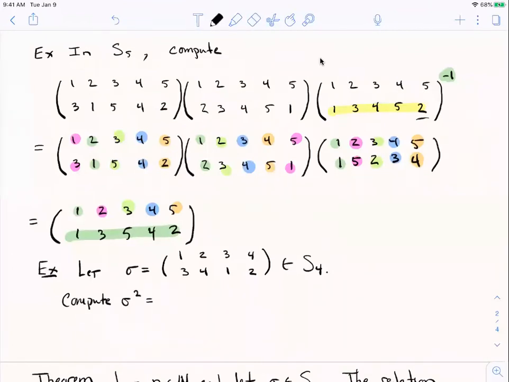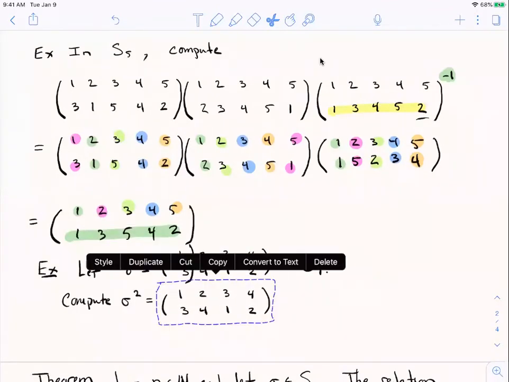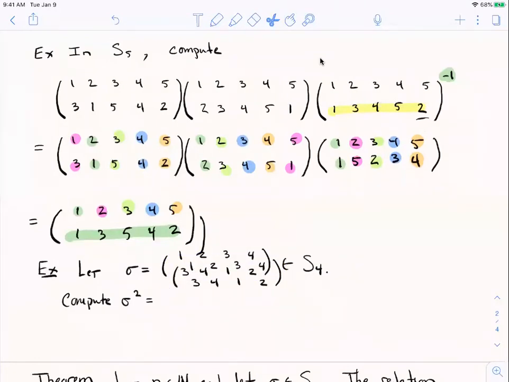One more, just to illustrate that if you're just given one permutation, sigma, you want to compose it with itself. Well, it just means, or take its square rather. It means compose it with itself. Let me do that again.